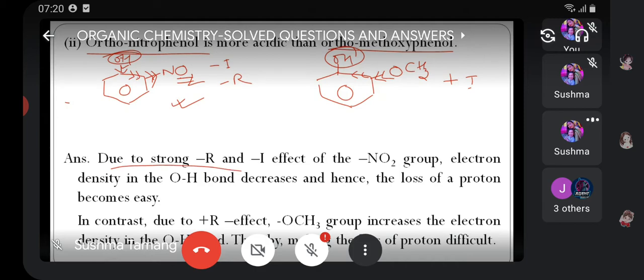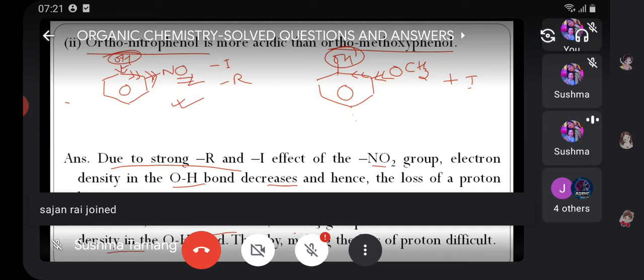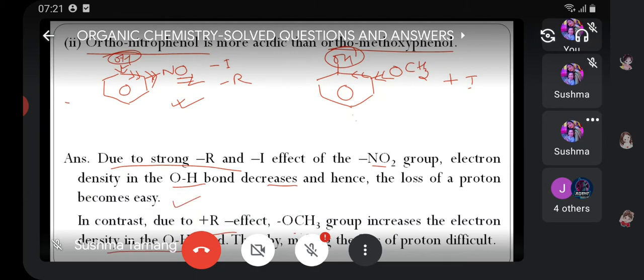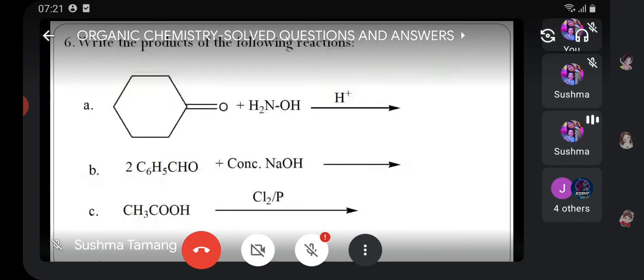So due to the strong minus R and minus I effect of the NO2 group, the electron density in the OH bond decreases and hence loss of proton becomes easy. In contrast, the plus R effect or plus I effect of the methoxy group increases the electron density, thereby making the loss of proton difficult. So this we have already done.